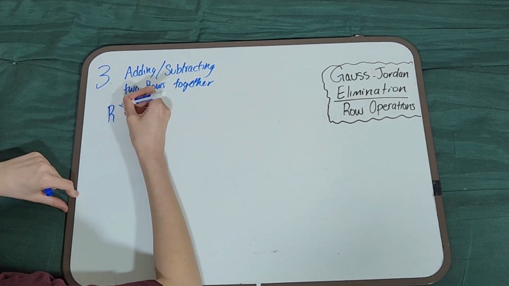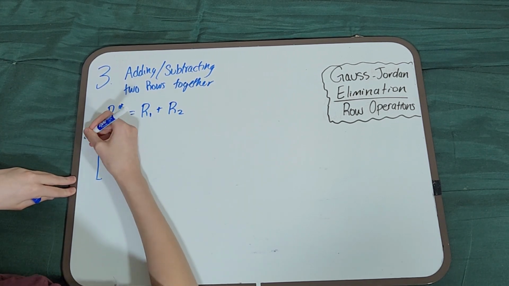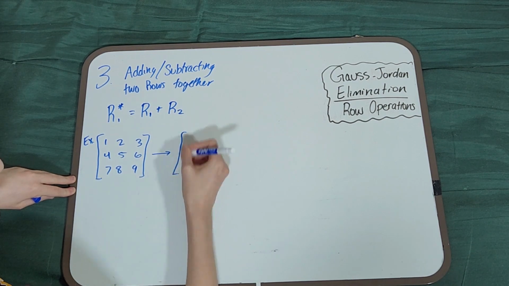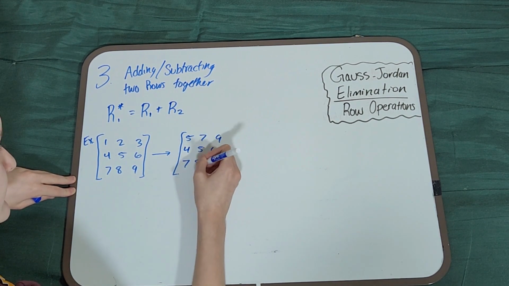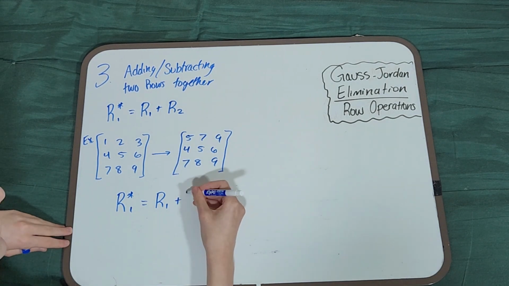The last row reduction option is adding and subtracting two rows together. Here's a basic example of that along with the R notation. You can also put a scalar on one of the rows to get a certain row to where you want it. Here's the R notation for that as well.